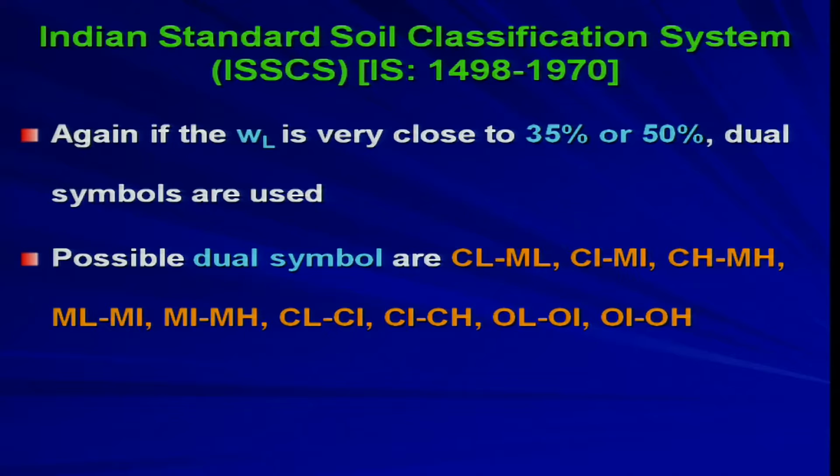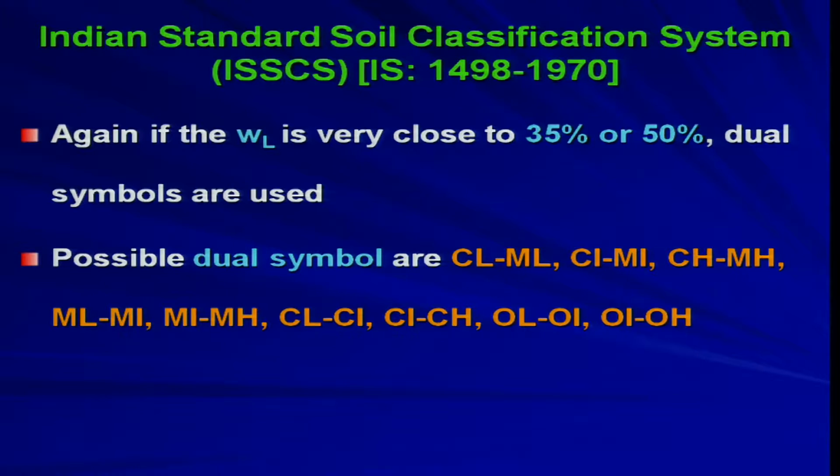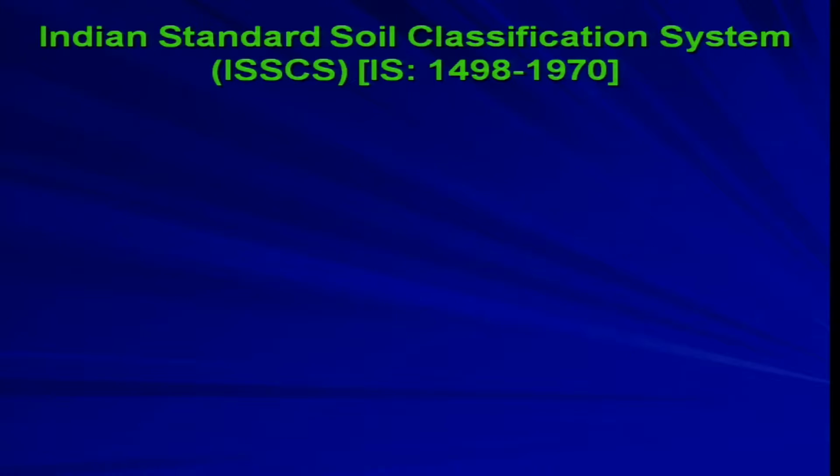Similarly, CL-CI, CI-CH, OL-OI. What do we mean by OL-OI? The soil is organic, but it could be low plastic or intermediate plastic. That means organic soil, but it is pretty close to the 35% liquid limit line. Similarly, OI-OH. So, these are the possible dual symbols for your fine grained soil.